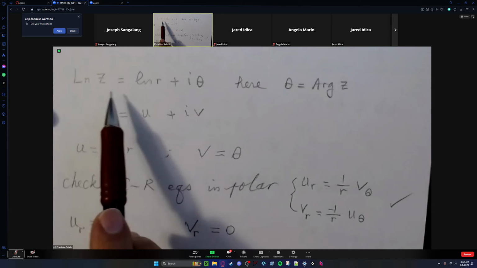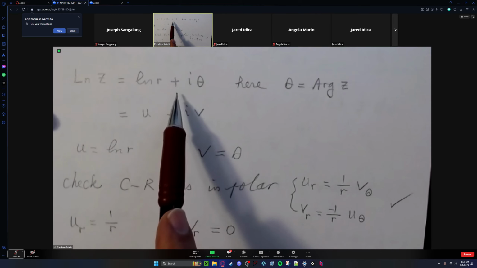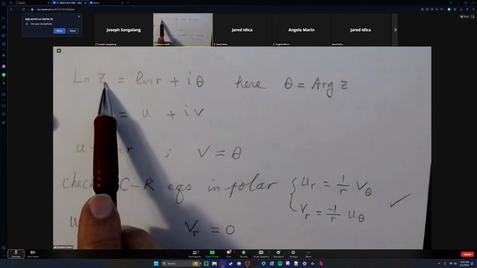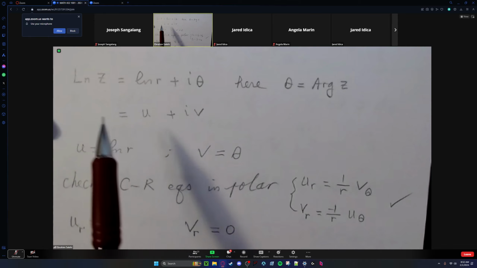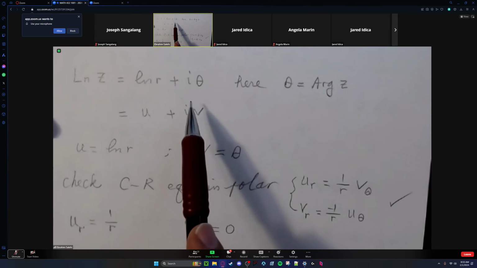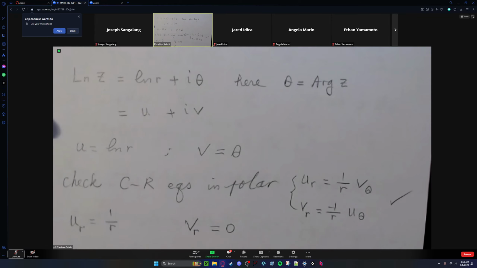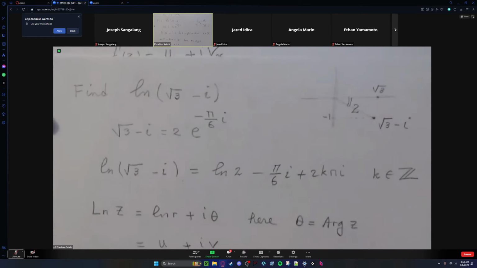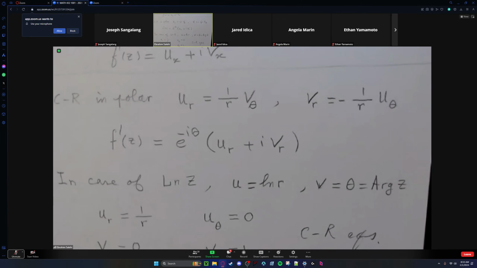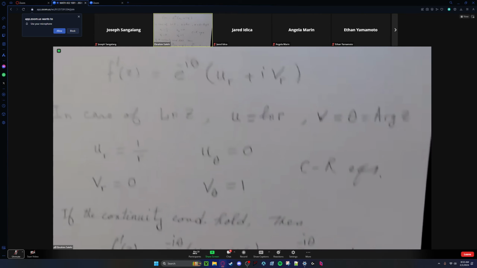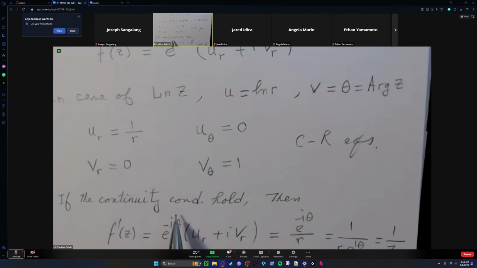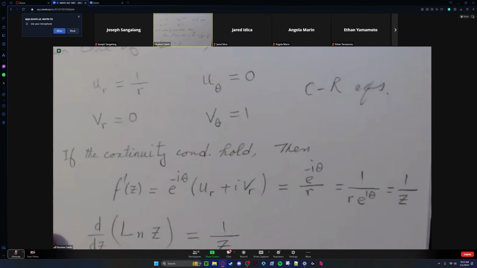And I went through the Cauchy-Riemann equations in polar, and I noticed that the derivative of this guy exists and is 1 over z, provided we have that continuity condition. All right. Now the question is, do we really have that continuity condition? Well, okay. So let's check on that one. If the continuity condition holds, then this is true.